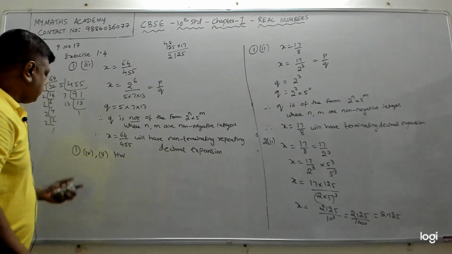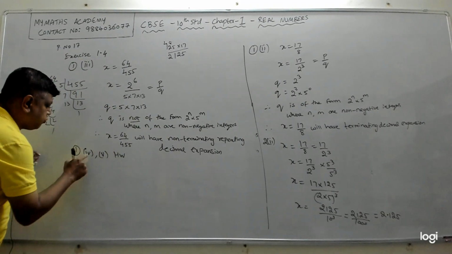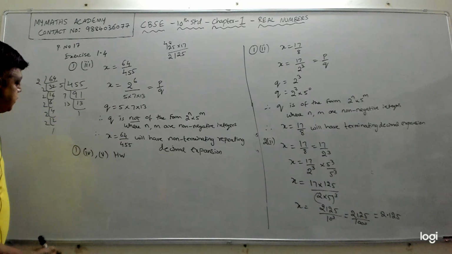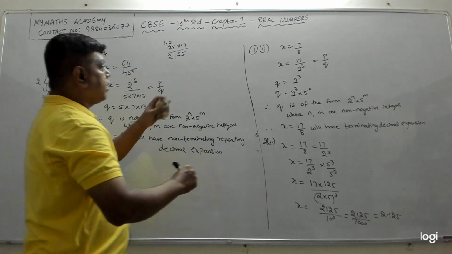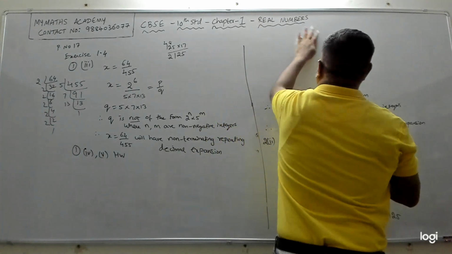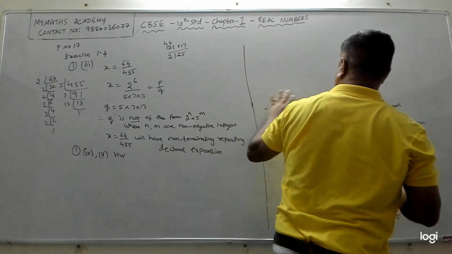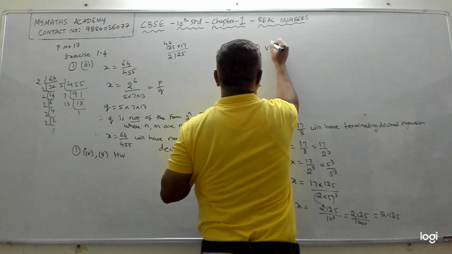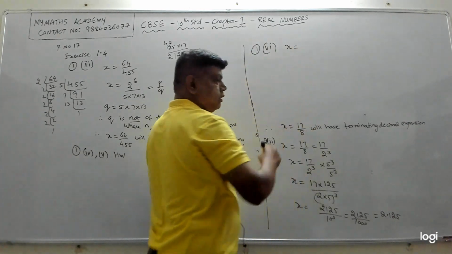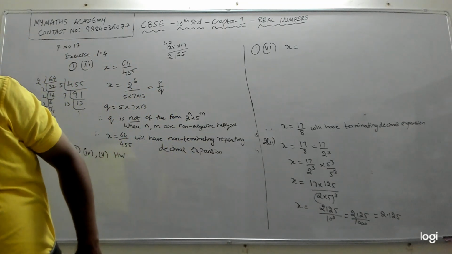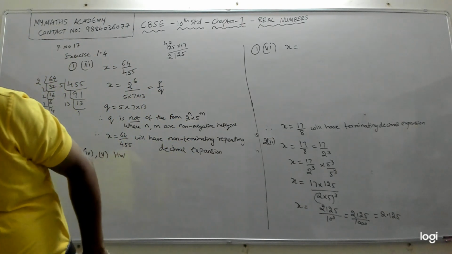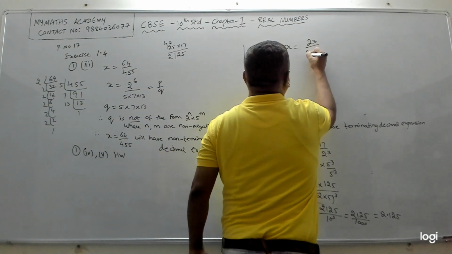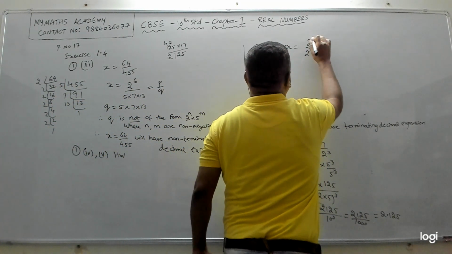So in the first problem, the fourth and fifth sub problems, you try as homework. I will do the sixth one. I'll write it here. In first problem, sixth sub problem. So x equal to, what is the sixth one? x is equal to 23 by 2 power 3 into 5 power 2.